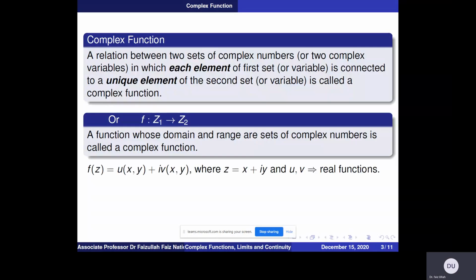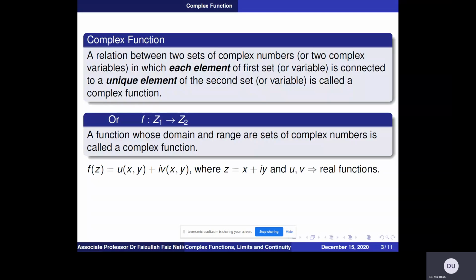A complex function is represented by f of z is equal to u plus iota v, where u is the real part of this function and v is called the imaginary part of this function. Here z is equal to x plus iota y, a complex number.